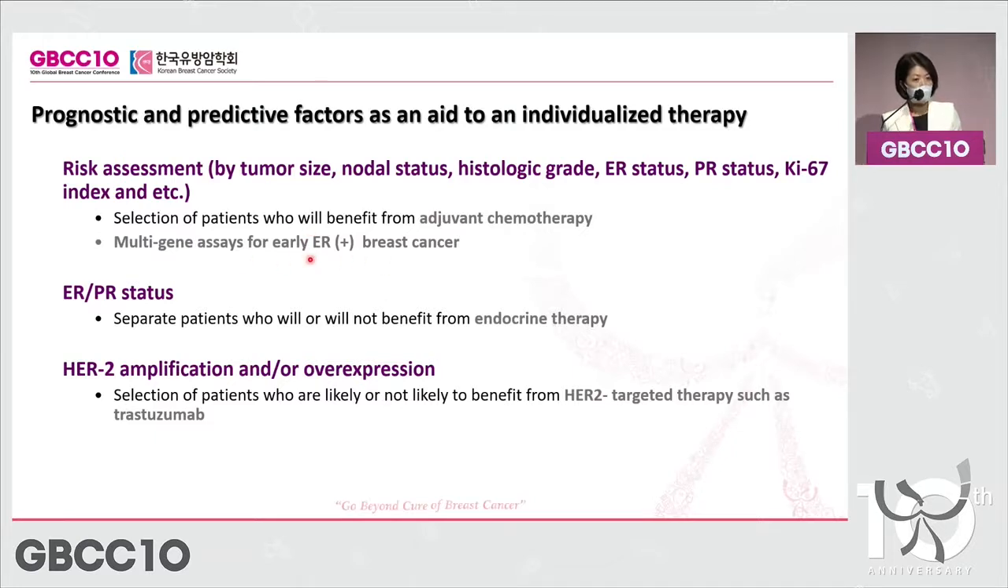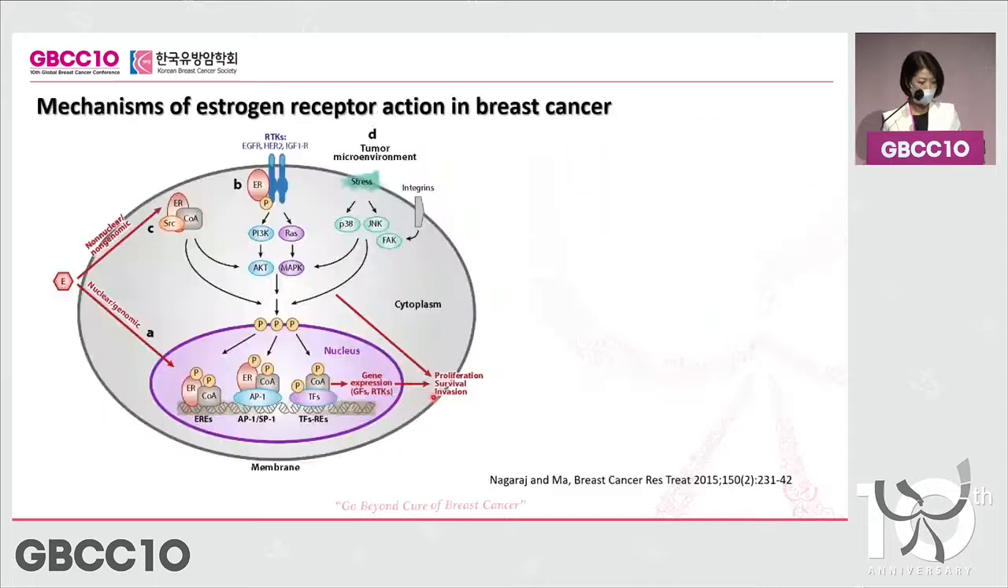More recently, Oncotype multigene assays have been adopted for early breast cancer, and for ER/PR status, whether we're going to add endocrine therapy to the patient's treatment strategy or not will be decided. And for HER2 amplification and/or overexpression, if we identify this, then we'll be able to identify whether that patient is eligible or best apt to go ahead with HER2 targeted therapy.